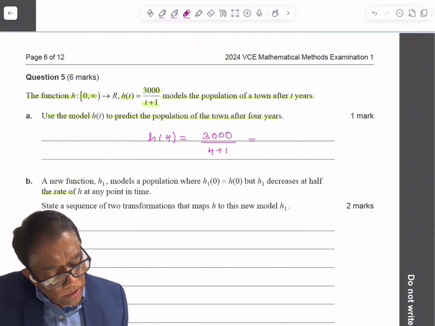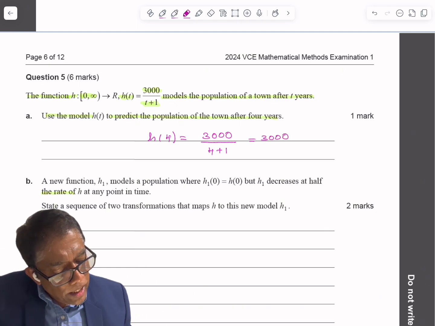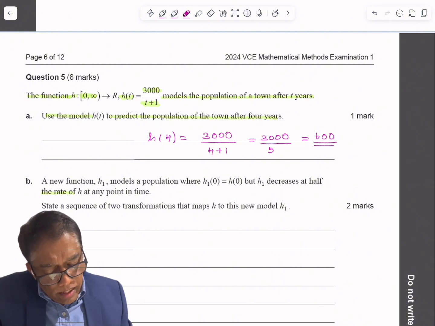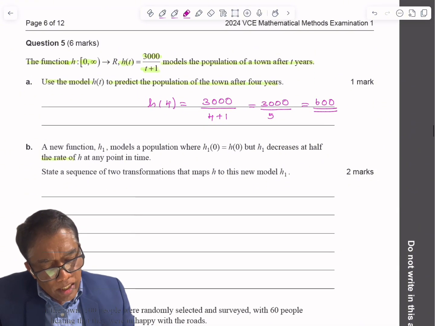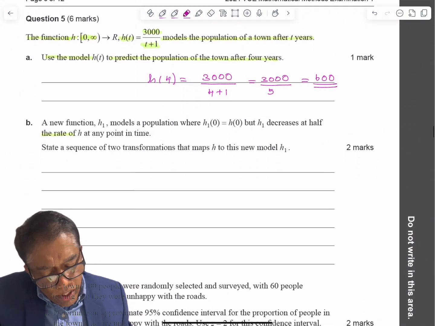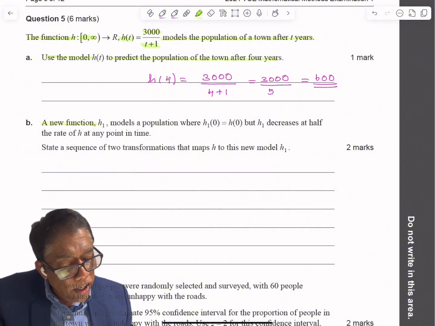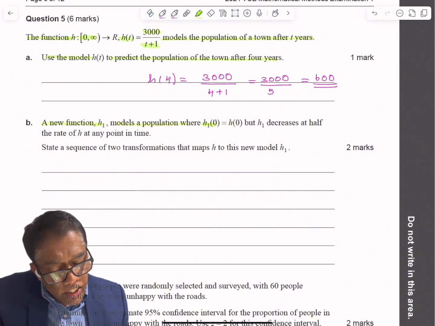3000 divided by 5 is 600. The answer is 600. Part B of the question: a new function h1 models a population where h1 of 0 is equal to h of 0, but h1 decreases at half the rate of h at any point in time.